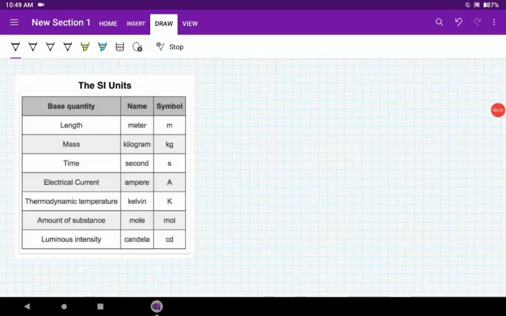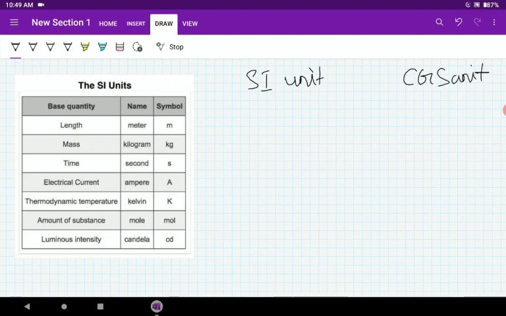So the next thing which we will be covering is the SI units and the CGS unit. These are the two systems of units which we are commonly using in our day-to-day lives. First, we will be studying about the SI unit. Now, what does this SI unit mean?